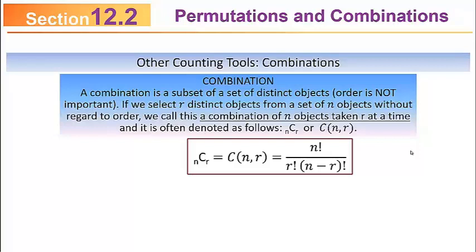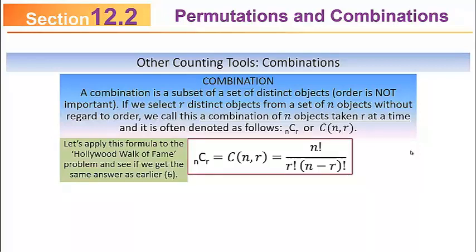That's the formula when order doesn't matter. If we apply that to that Hollywood Walk of Fame star problem, remember we got an answer of 6 when we did it by brute force. Let's see if we can get the same answer by plugging in.